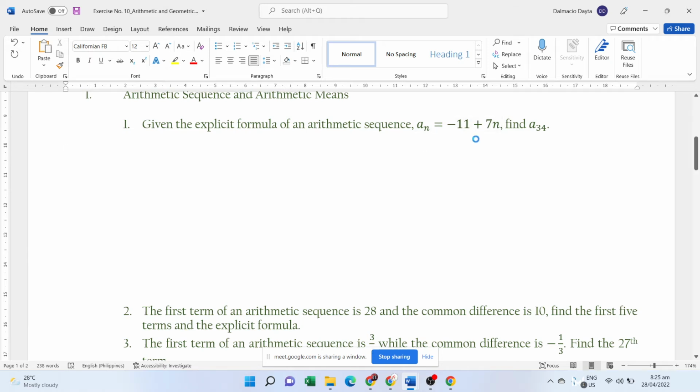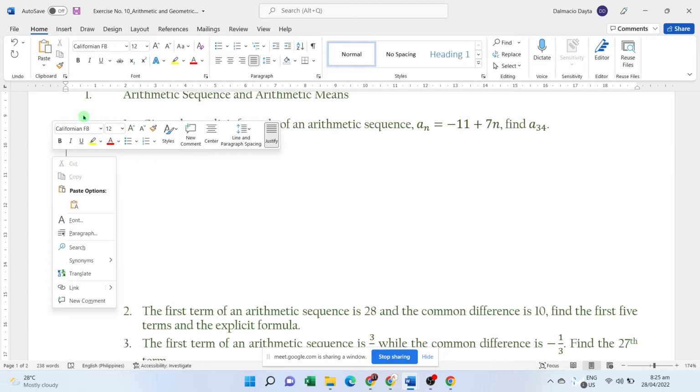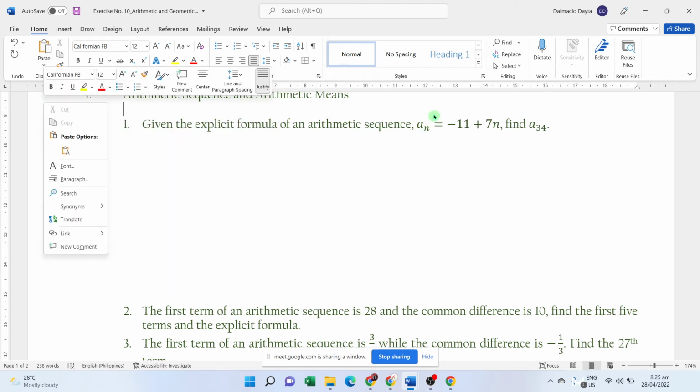Now, to recall, in the formula for a particular term in an arithmetic sequence, a sub n is the nth term, and we have a common difference. Although in here, this is already the explicit formula, we cannot see the common difference. D is a common difference, and we have a sub 1, that is the first term. And in here, we do not see a sub 1 anymore because this is an explicit formula already.